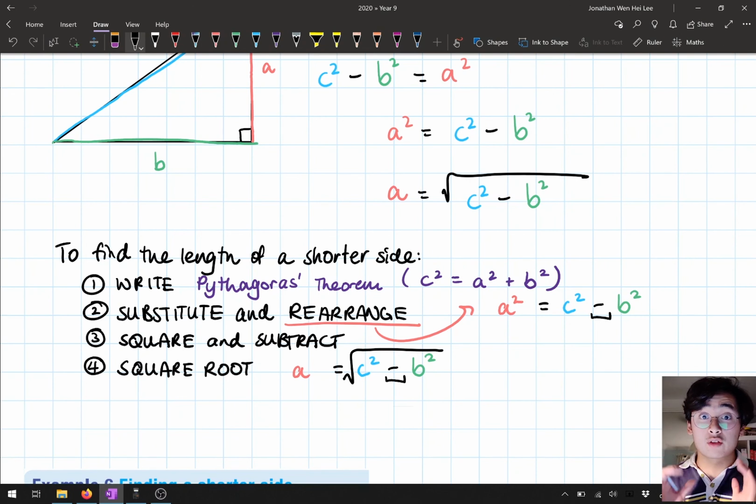I would like you to have this copied down in your book so you have a reference of it, so that we can look back at it in the future. So can you please have this written down in your books for me, Year 9s?